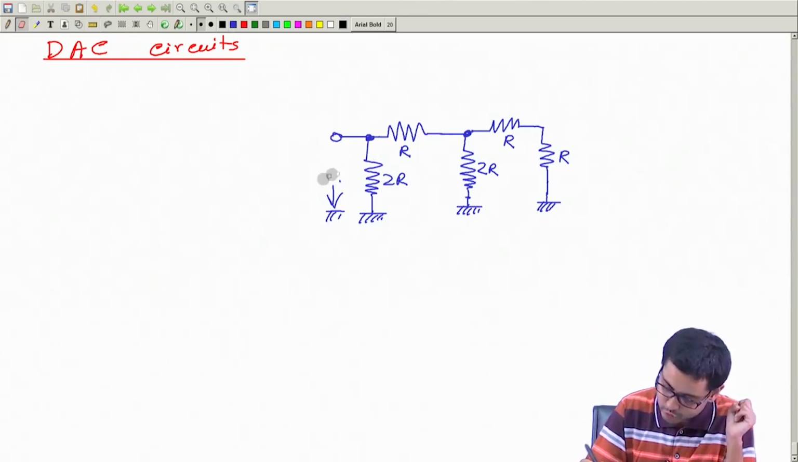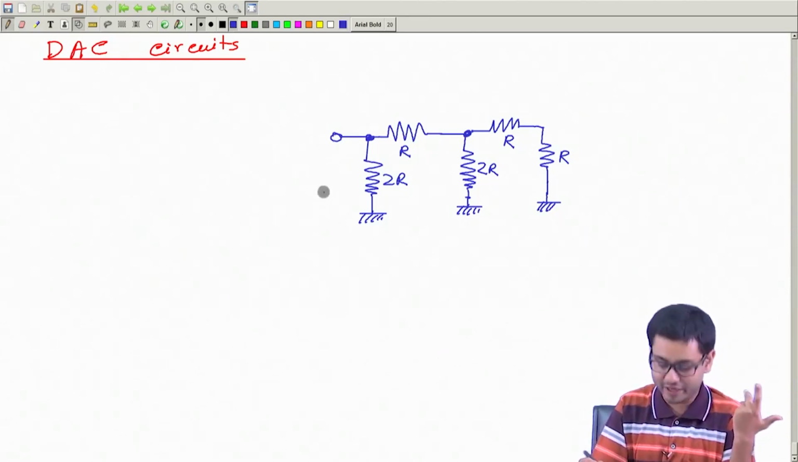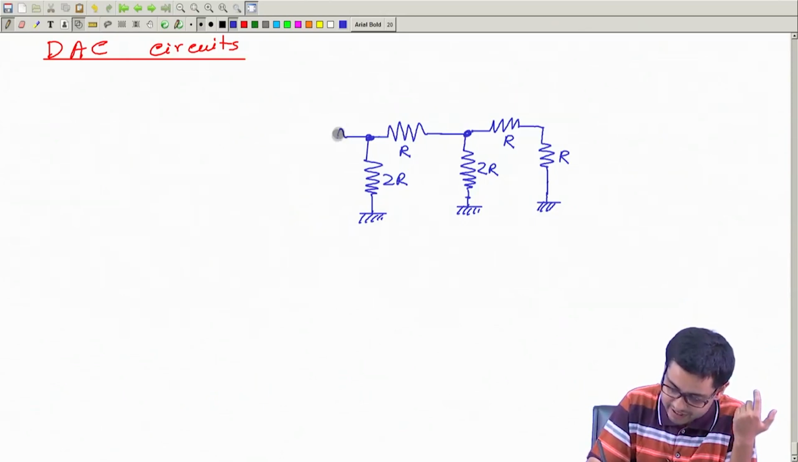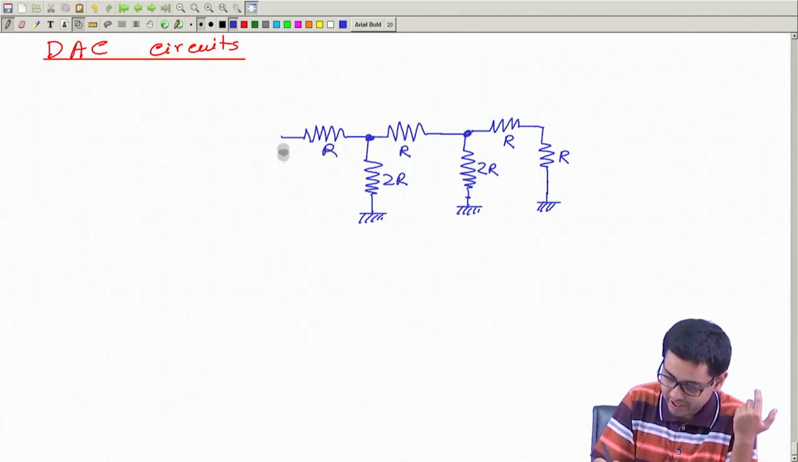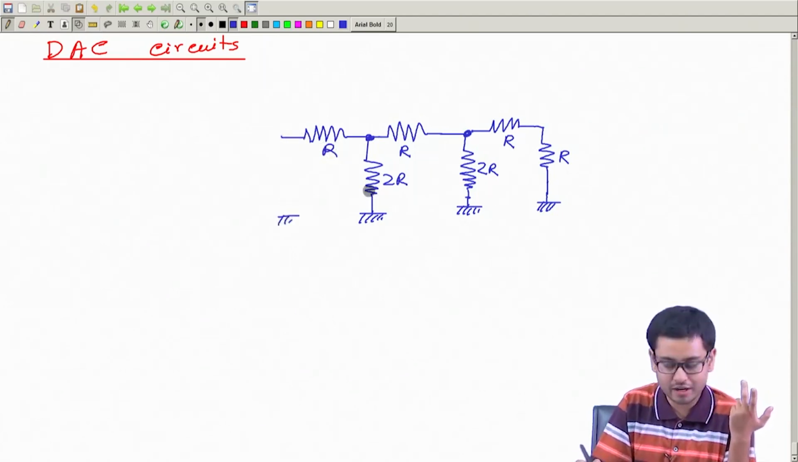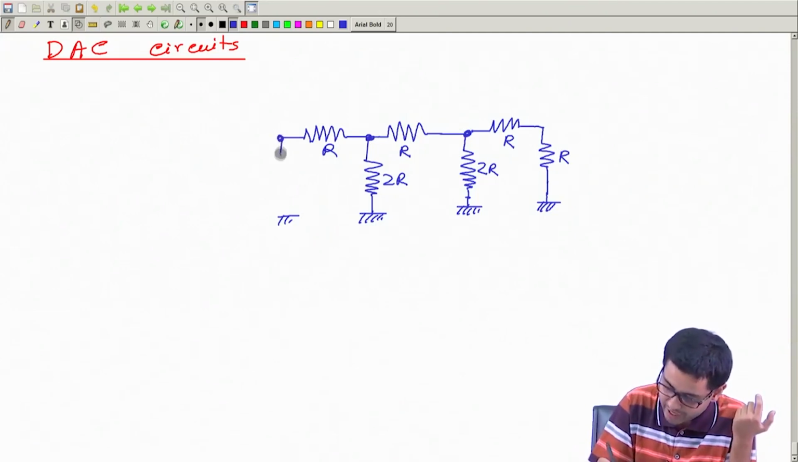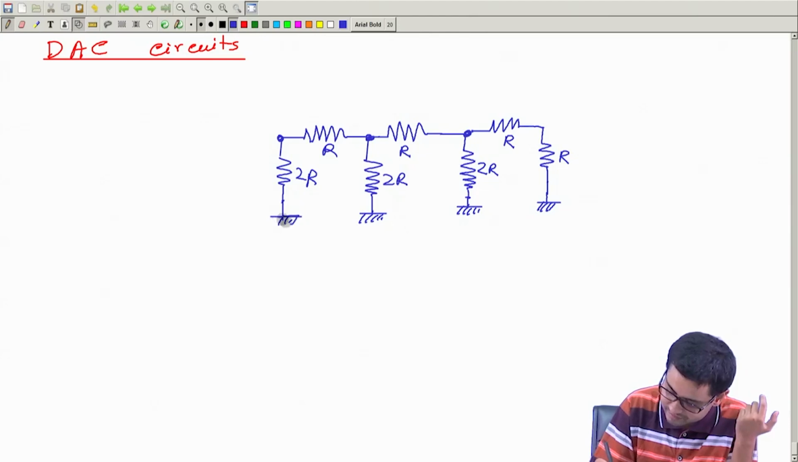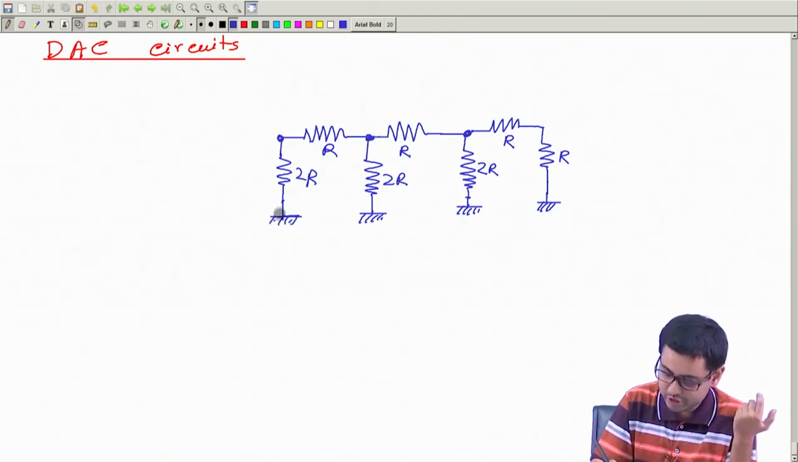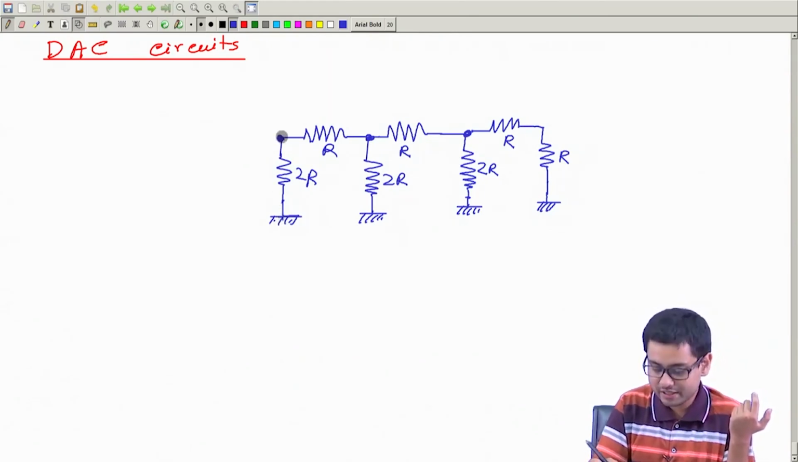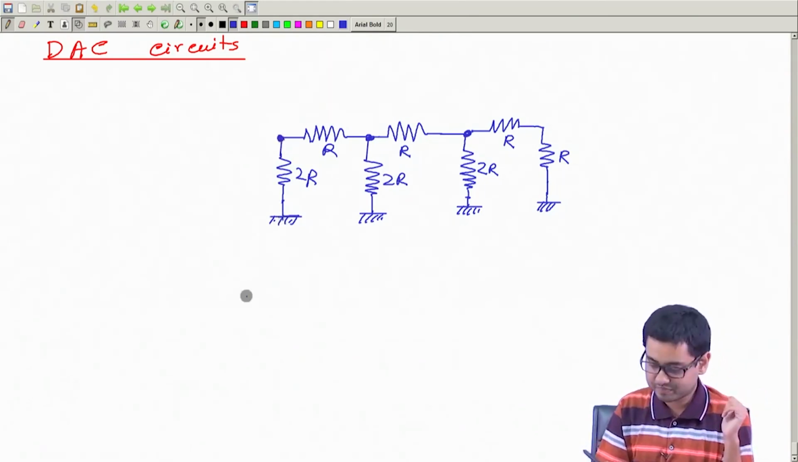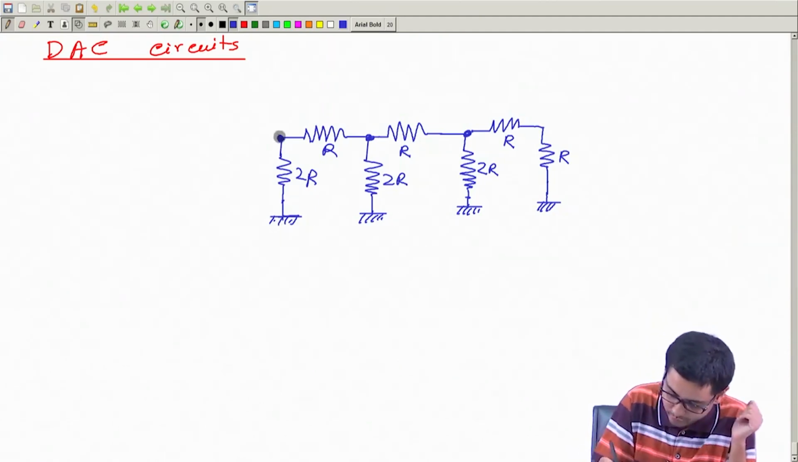Okay. So now, you possibly have understood my trick. I will add another R in series. So now from here to ground, this is 2R, and once it becomes 2R, I will add a 2R in parallel. So now between these 2 points, here and here, the resistance is R. Okay. 1, 2, 3. Let me take one more.